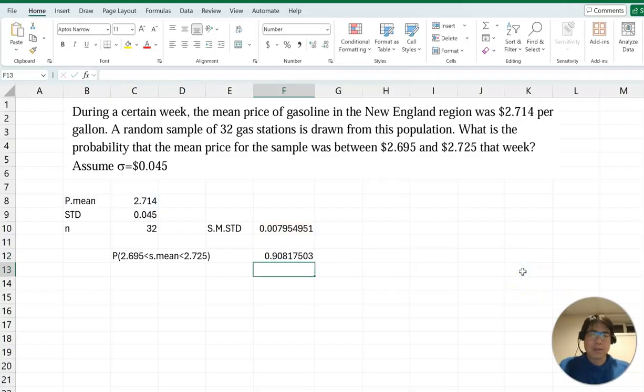Okay, now our answer is like 0.90 something, which means the probability that the gasoline price sampling mean is between 2.695 and 2.725 is about 91%. That should be the answer for this case. Okay, let's move on to the next question.